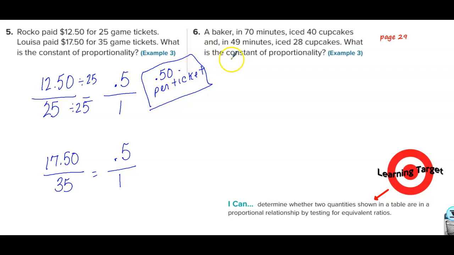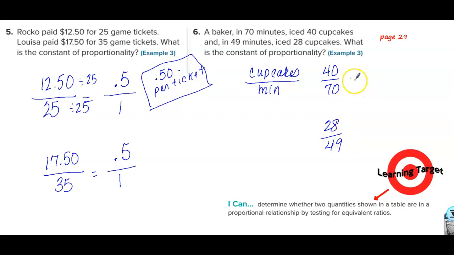Number 6, a baker in 70 minutes iced 40 cupcakes, and in 49 minutes iced 28 cupcakes. What is the constant of proportionality? All right, so we have cupcakes per minute. And we know we did 40 cupcakes in 70 minutes, and we did 28 cupcakes in 49 minutes. What's the constant of proportionality? In order to find that, we have to get to a unit rate. So here we would divide top and bottom by 70.